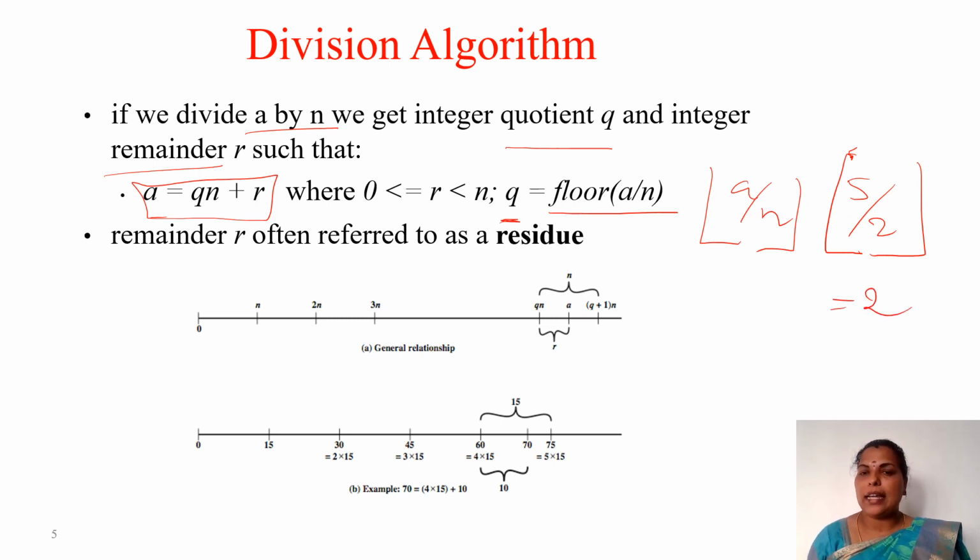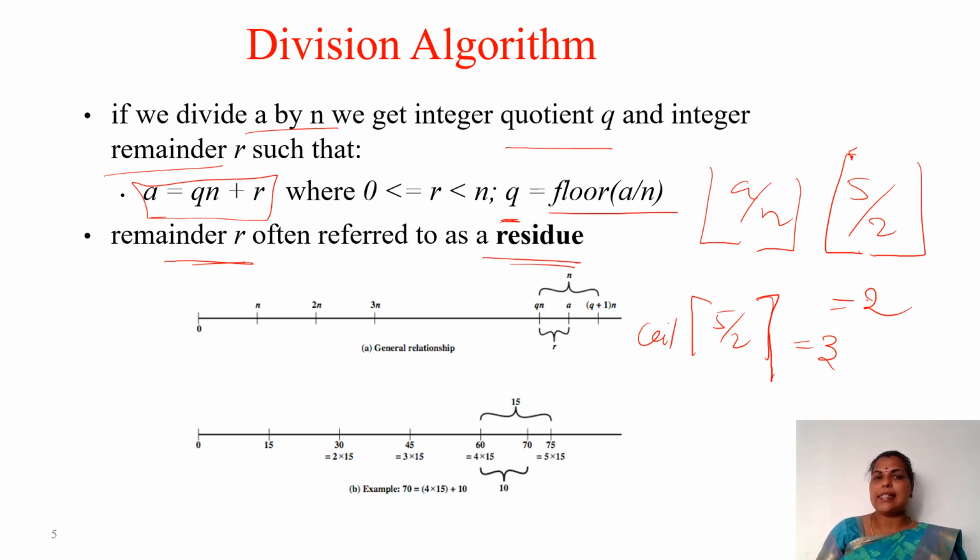Suppose you are saying ceil of 5 divided by 2, then it is 3. Floor and ceil: floor means you have to remove the decimal part, and ceil means you have to round it up. That is the difference between floor and ceil. And here the quotient we are taking is floor of a divided by n. That is very, very important. And the remainder we are also calling the residue.